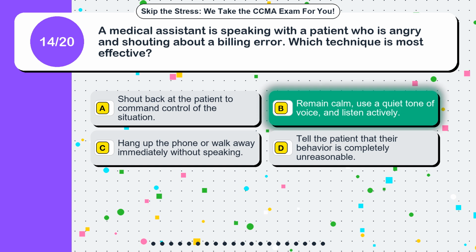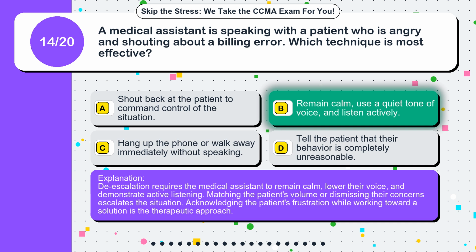The correct answer is option B. Remain calm, use a quiet tone of voice, and listen actively. De-escalation requires the medical assistant to remain calm, lower their voice, and demonstrate active listening. Matching the patient's volume or dismissing their concerns escalates the situation. Acknowledging the patient's frustration while working toward a solution is the therapeutic approach.